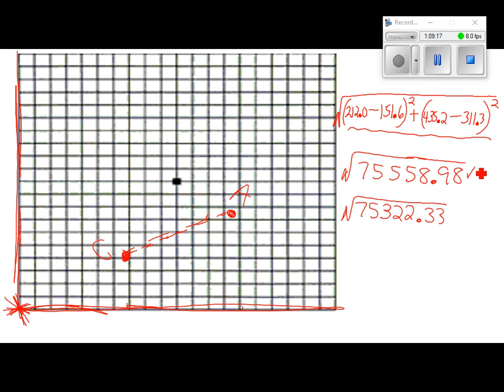I got 75,366.98. Somebody else said they got that also? So everybody, punch it back in again. I'll grab a calculator and punch it in with you. Hold up a second, and we'll do it stroke by stroke. Again, parentheses, 212.0 minus 151.6, close the parentheses, hit the squared button, plus parentheses, what's that, 435.2, is that right?